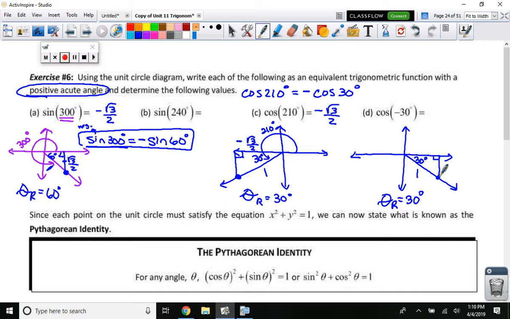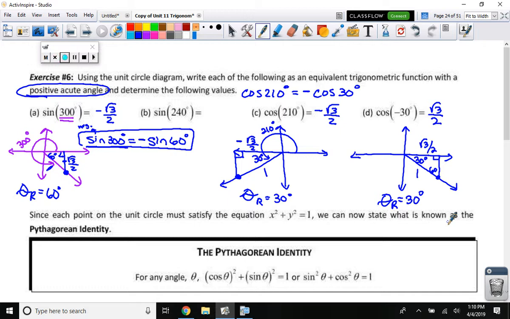It's a 30, 60, 90. I'm looking for the x value. So opposite the 60 is radical 3 over 2, and that's a positive amount. So my answer, radical 3 over 2. So cosine of negative 30 degrees.